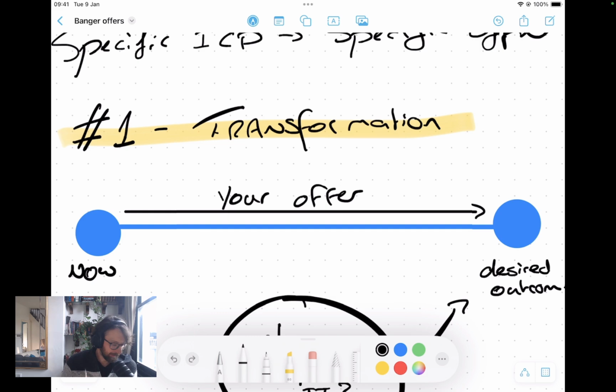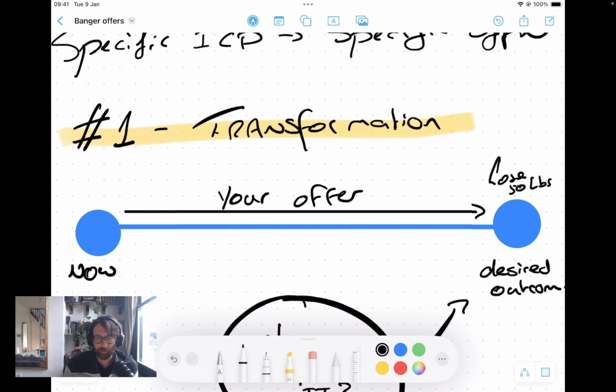It might be that the desired outcome is to lose 50 pounds. They want to be 50 pounds lighter. That's the desired outcome. I want to be 50 pounds lighter. I want to have that dream body and all of this. And so you can build an offer around that transformation of, I'll help you lose 50 pounds in 6 months.